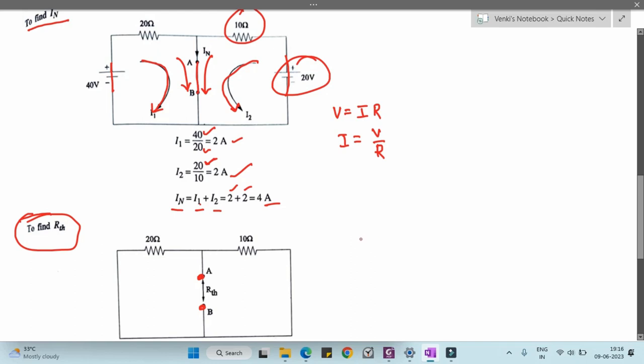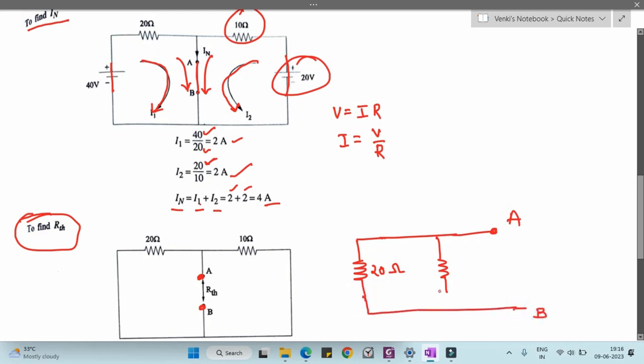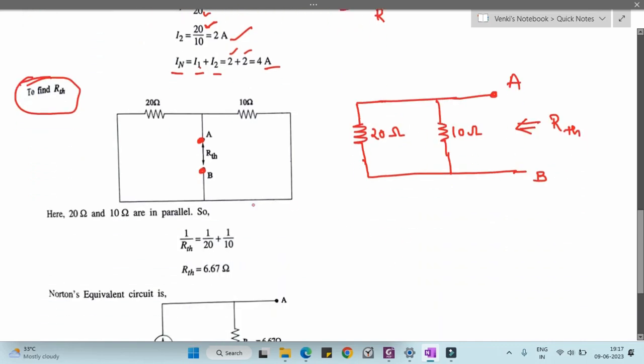So now the equivalent circuit will be this 20 ohm resistor and these 10 ohm resistors are in parallel, and this will be the AB terminal. So from this place, if you are seeing, this is the R Thevenin. So I am going to calculate the equivalent resistance for these two resistors which are in parallel.